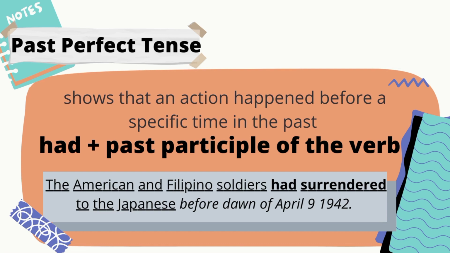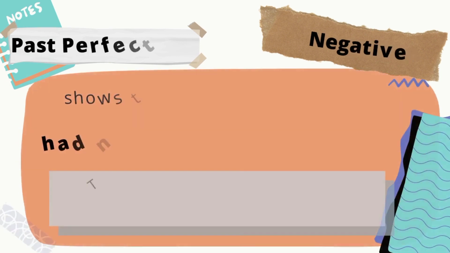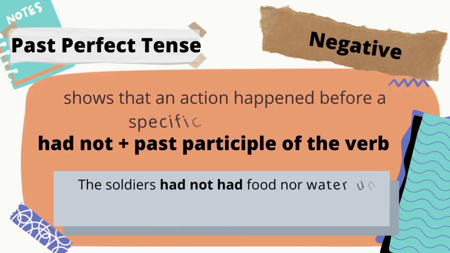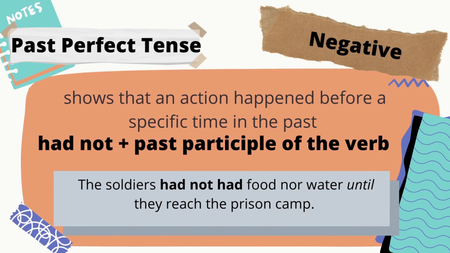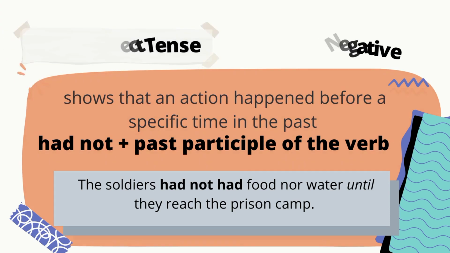The past perfect tense may also be used in a negative sentence. The formula for past perfect negative is had not plus the past participle of the verb. For example, the soldiers had not had food nor water until they reached the prison camp. The verb had not had is the negative form: had not plus the past participle of have, which is had. The time signal used in the sentence is until.